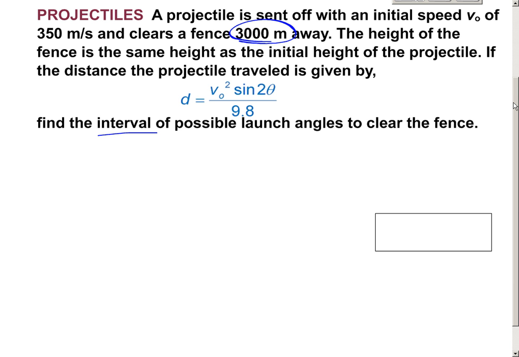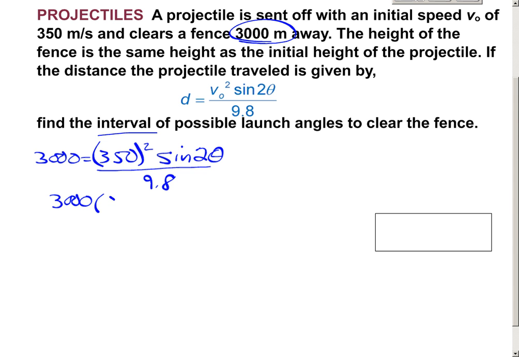So plug in our values. 3,000 equals v naught, which is 350 squared, sine 2 theta, over 9.8. So if we take that and solve for the sine of 2 theta, we have 3,000 times 9.8 divided by 350 squared equals the sine of 2 theta.